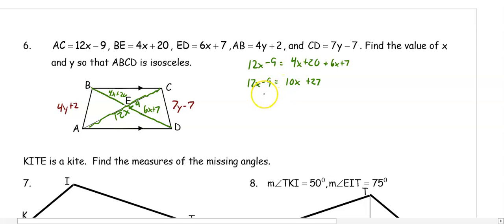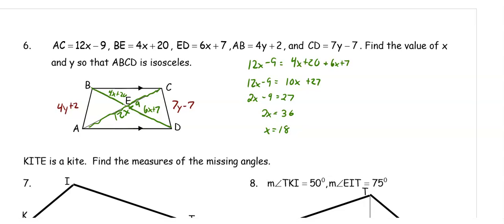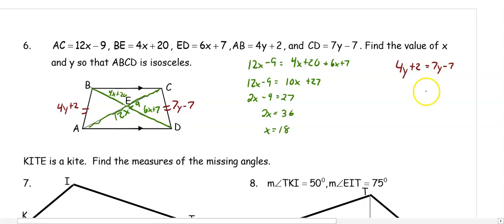So we can move the variable to one side. So 2x minus 9 is equal to 27. Add 9 to both sides. 2x equals 36. We divide, x is 18. Then to get y, we know that our legs are congruent. So 4y plus 2 is equal to 7y minus 7. So we get 3y equals 9. Y is 3.